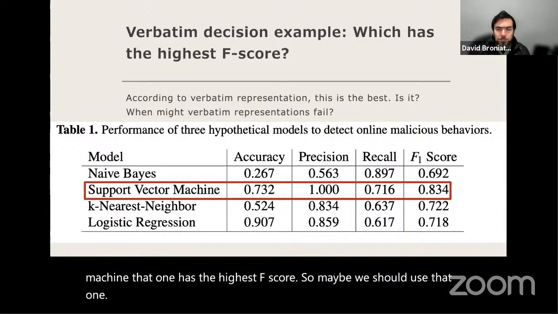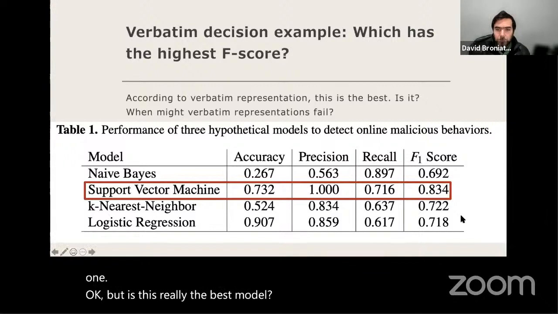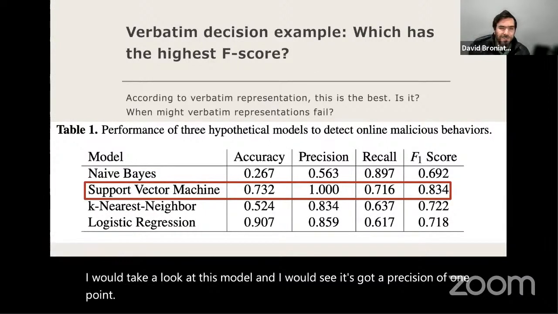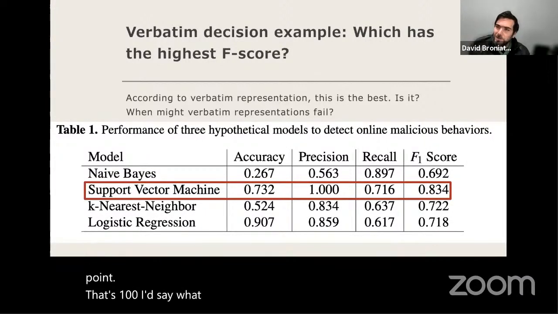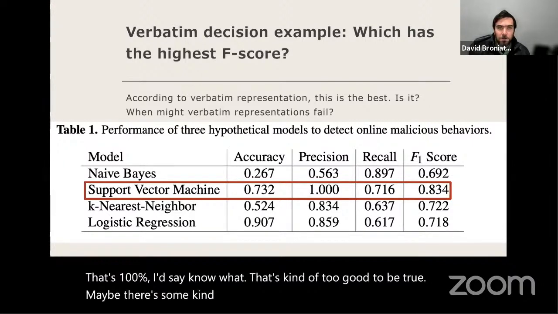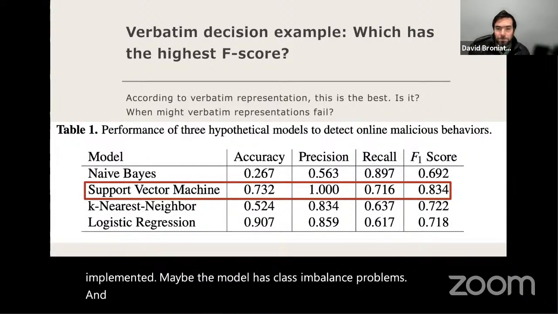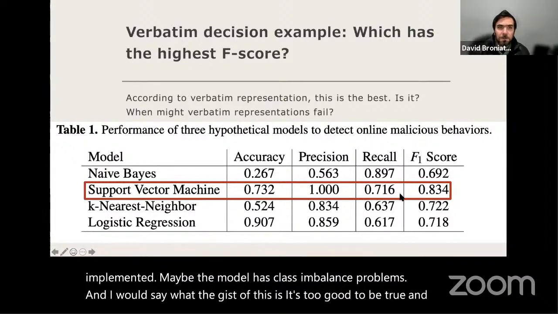Okay, but is this really the best model? I would take a look at this model and I would see it's got a precision of 1.0. That's 100%. And I'd say, you know what? That's kind of too good to be true. Maybe there's some kind of problem in the way that the model was implemented. Maybe the model has class imbalance problems. And I would say, the gist of this is it's too good to be true, and I wouldn't use this model.